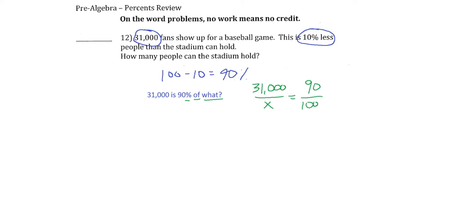What was it again? 34, and the 4 just keeps on going. 34,444.4 repeating, but rounding this to the nearest whole number because it's people. I look at the ones place, and next door is a 4. So this would say 34,444, and actually I suppose I could write that up here. 34,444.